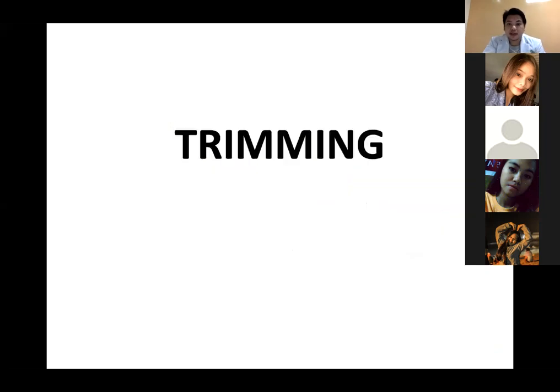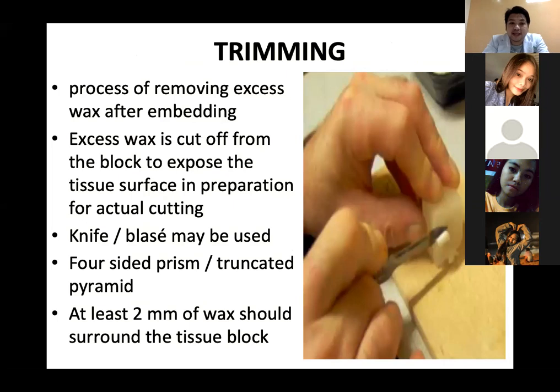Okay, and lastly, for our topic today, we have trimming. Trimming is the process of removing excess wax after embedding. Excess wax is cut off from the blocks to expose the tissue surface in preparation for the actual cutting. So maybe the knife or the base may be used for prism. So it is a cube or a pyramid. At least 2 millimeters of wax should surround the tissue block.